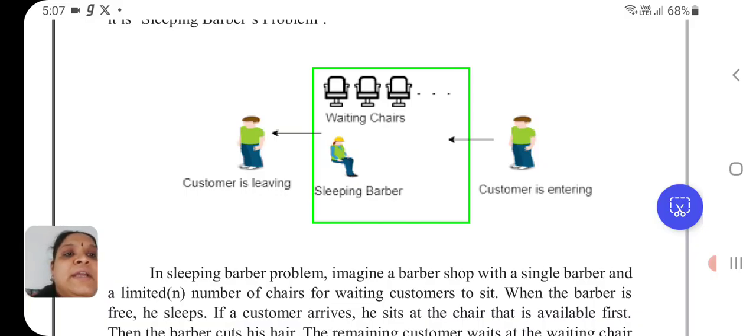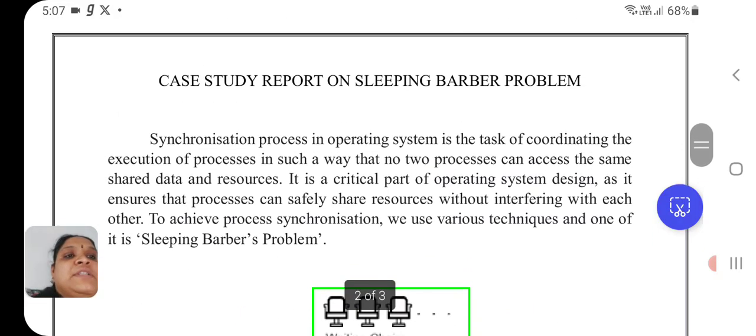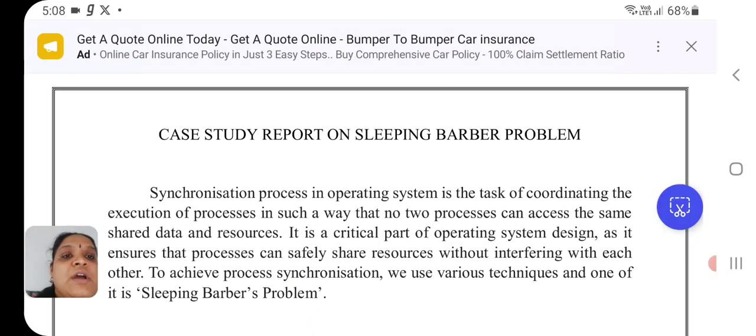Customers will be entering here, and there will be chairs for waiting. There might be customers waiting, or there may not be. Inside, one customer is being served, and another customer is leaving. What this compares with in the operating system is process synchronization. We already know what process synchronization is. The condition here is that no two processes can access the same shared data and resources.